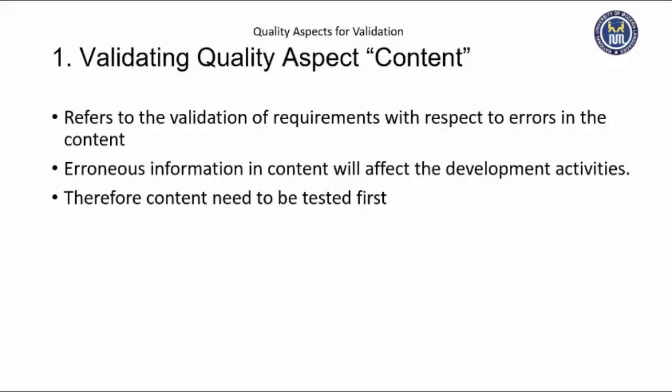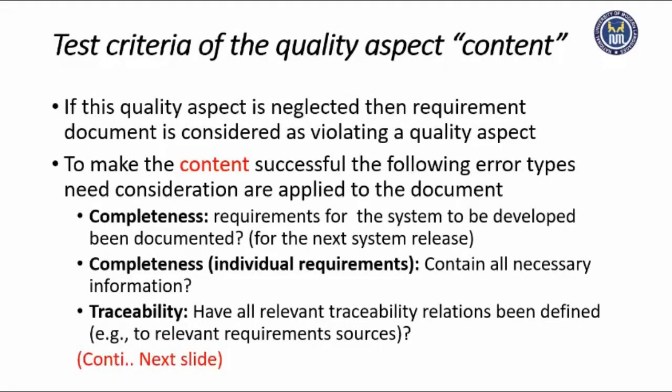So how will we test it? Let's check out the testing criteria. If the quality aspect is neglected, then the requirement document is considered as violating a quality aspect. And if these things are fulfilled, then there won't be any content error. To make the content successful, the following error types need consideration and are applied to the document.